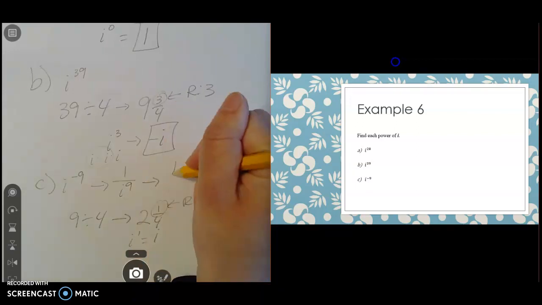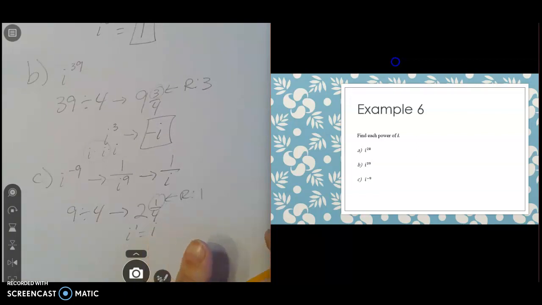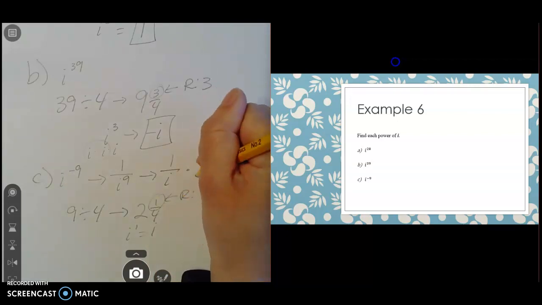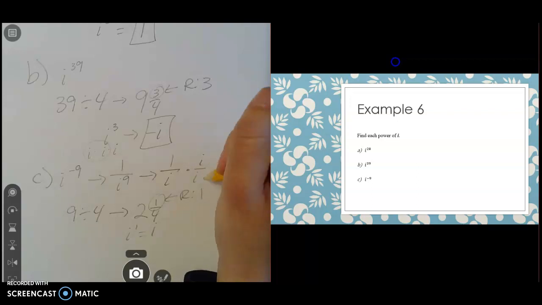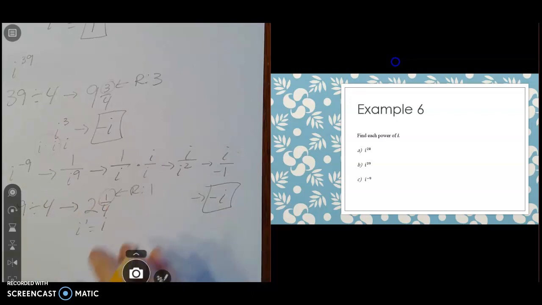So now I've got 1 over I, and hopefully something in you is saying, but we can't have an I in the denominator. We just spent a whole bunch of time rationalizing. You're right. But it's not that bad, right? I'm just going to multiply by I and multiply by I, because I times I is I squared, and I squared is negative 1. In the numerator, 1 times I is I. And then I can just divide by the negative 1. I divided by negative 1 is negative I. So you can see how we can navigate to get there using that remainder.